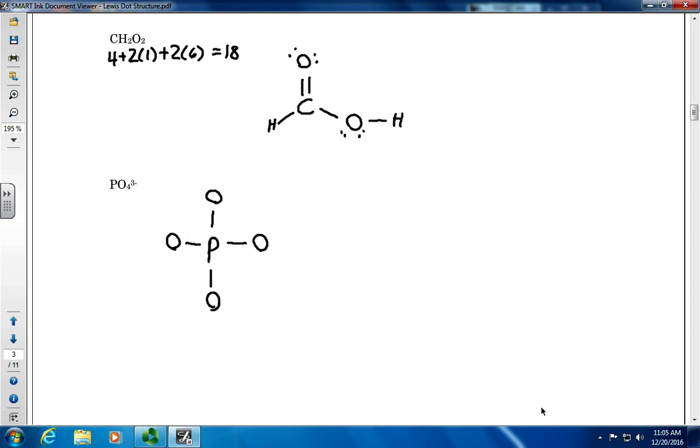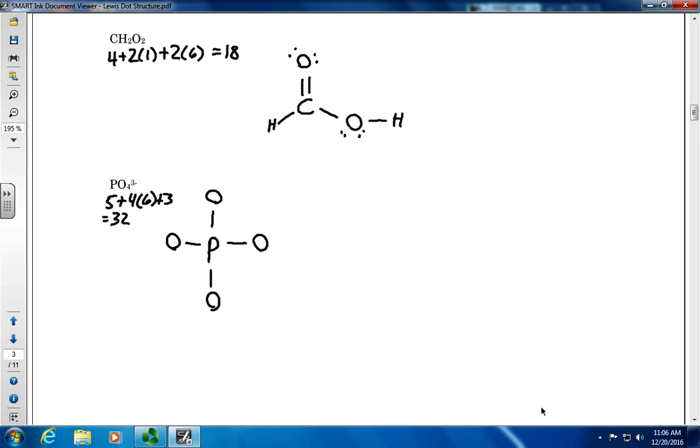So let's look at phosphorus and let's look at oxygen and our extra 3 electrons. So we've got 5 valence electrons plus 4 times 6 plus 3. So that's going to give us a total of 32 electrons to deal with.